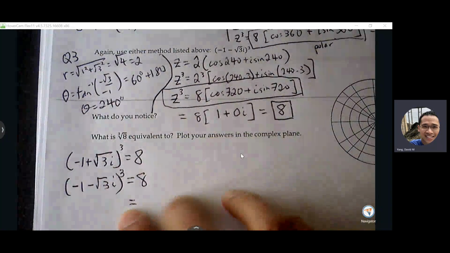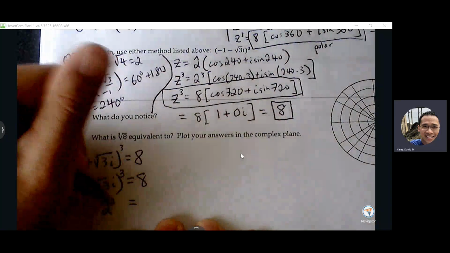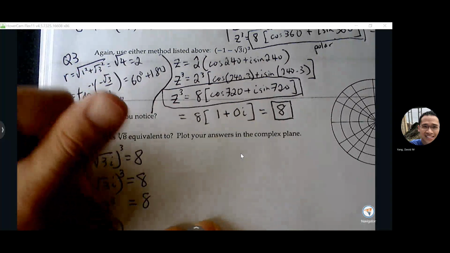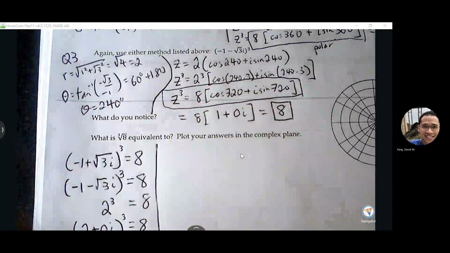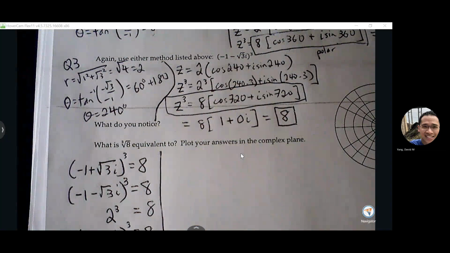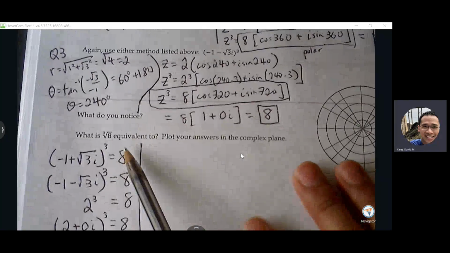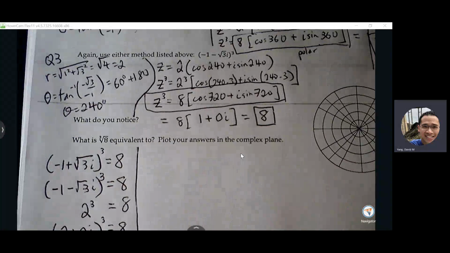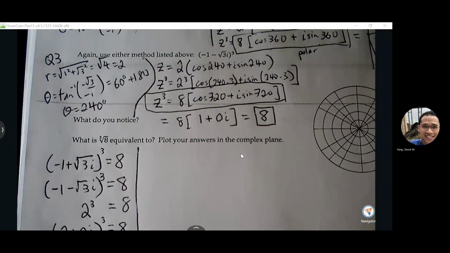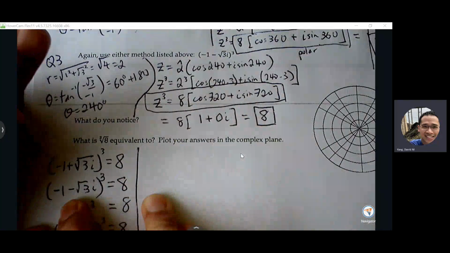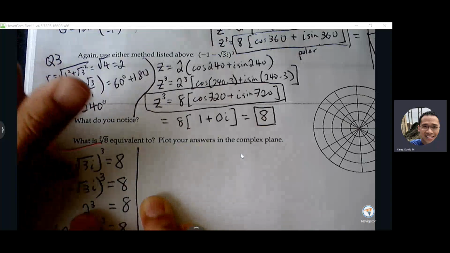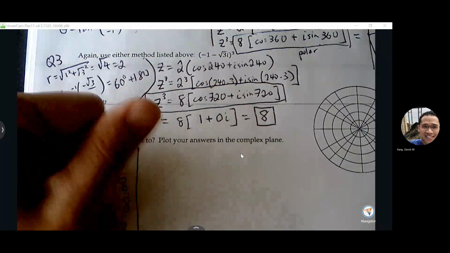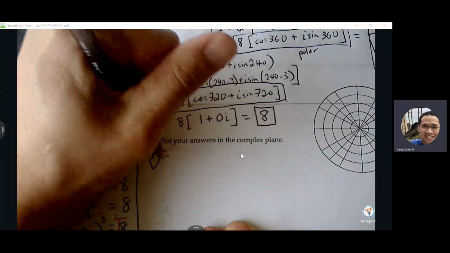And what else do we know cubed is equal to 8? 2 cubed is equal to 8. So another way that I can write 2 is 2 plus 0i. So then it's saying, what is the cube root of 8 equivalent to? Well, I can just take the cube root of both sides. So the cube root of 8 is just the cube root of this, the cube root of this, and the cube root of this. So the cube root of 8 has 3 answers.